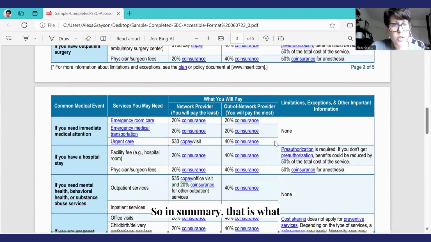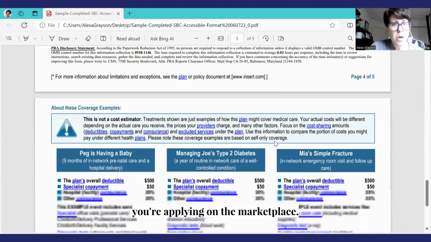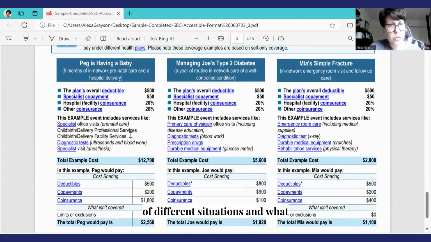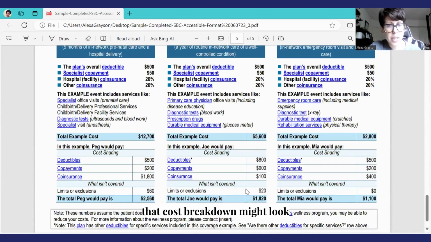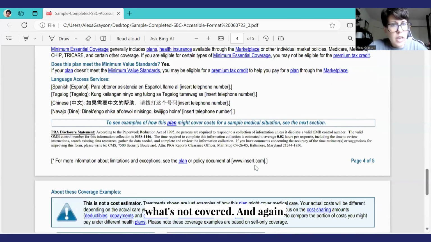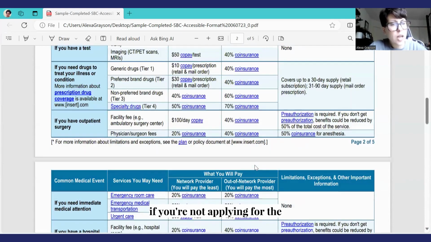So in summary, that is what the SBC looks like. You can typically find it when you're applying on the marketplace. There's some more breakdowns here. It gives you some examples of different situations and what that cost breakdown might look like and how that applies with the deductible, the copay, what's not covered. And again, you can find this on the marketplace. You can find it if you're not applying for the first time or you need to come back to it.